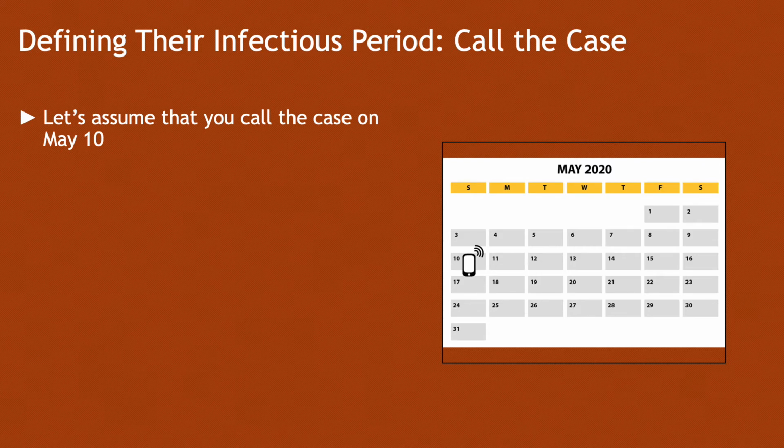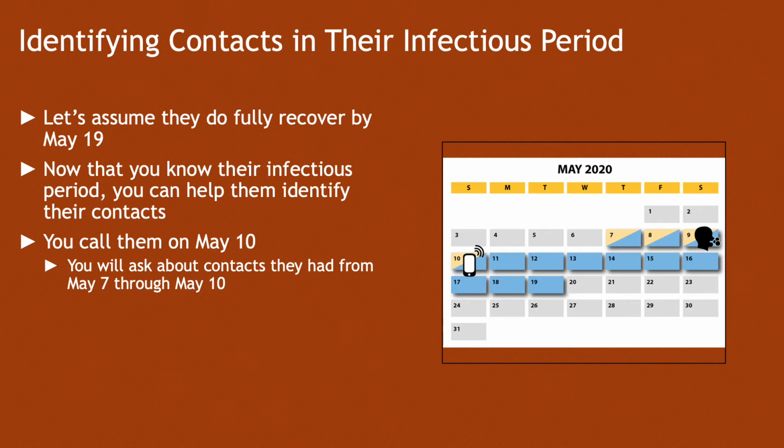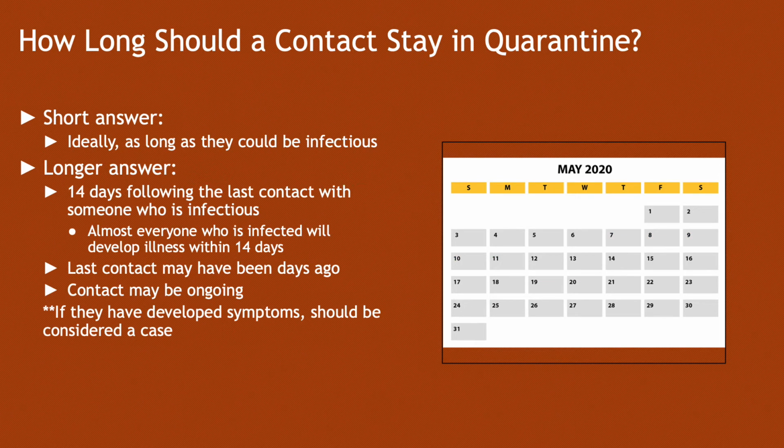Let's assume that you call a case on May 10th, and they tell you that they became ill on the 9th. Now, let's assume that they fully recover by May 19th. Let's say you talk to them on the 10th, you're going to ask them, who were their contacts from May 7th to May 10th? So a contact needs to be in quarantine for at least 14 days after they've been exposed to somebody with an infection. And if they start to develop symptoms, they're no longer contacts. Then we're dealing with a case.